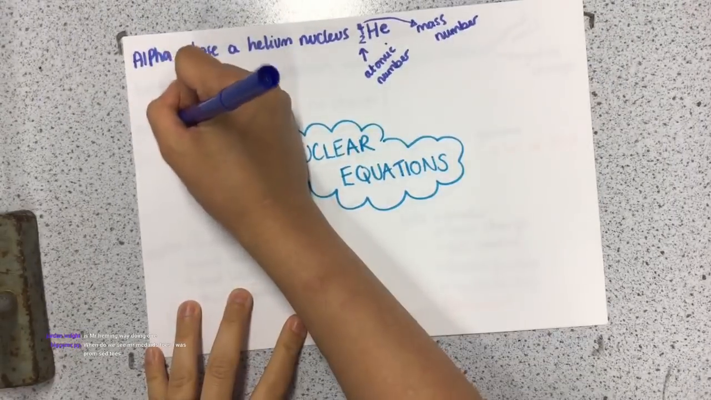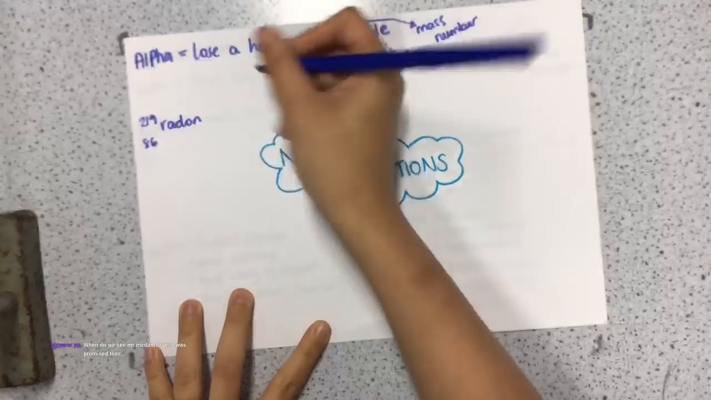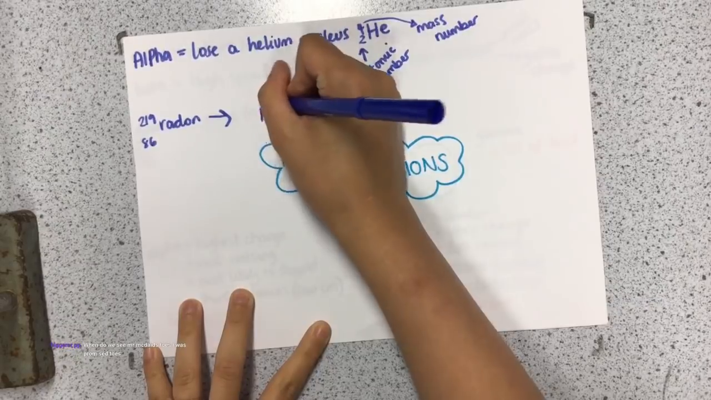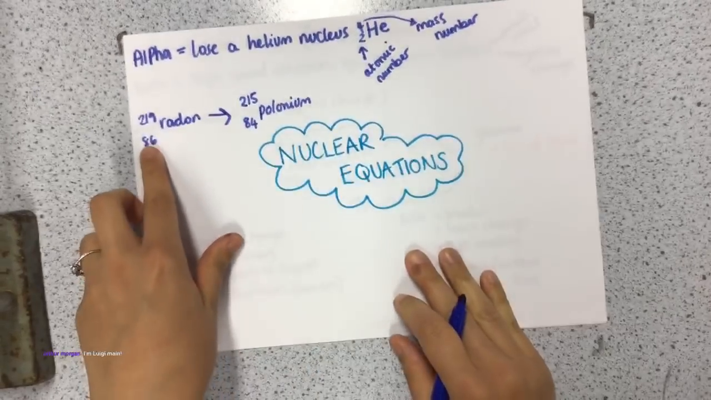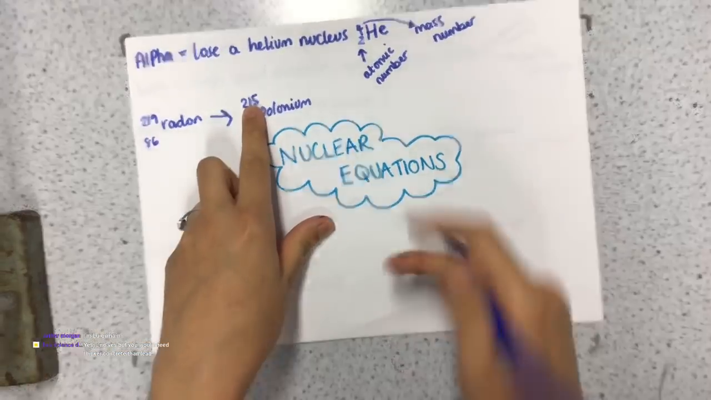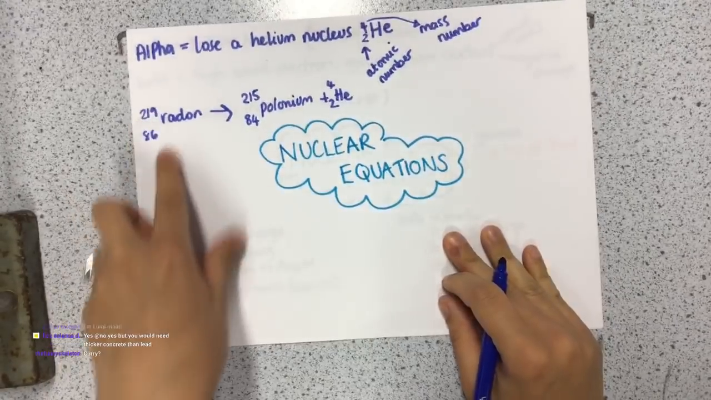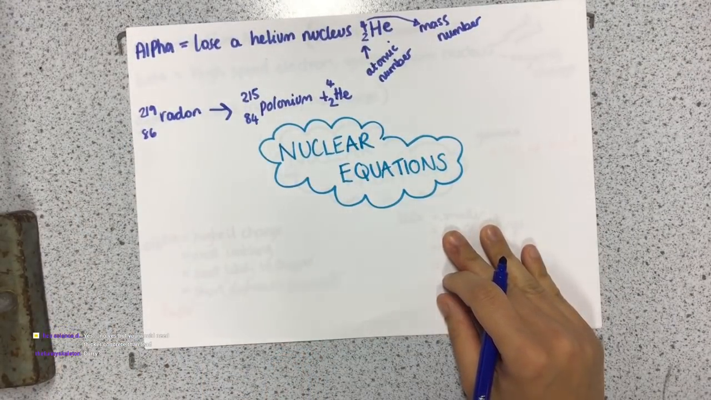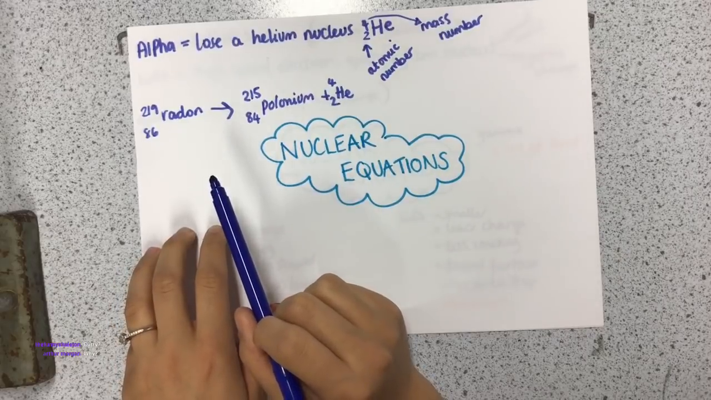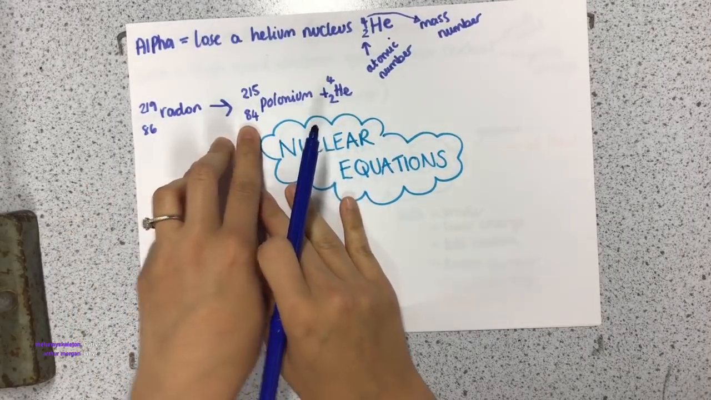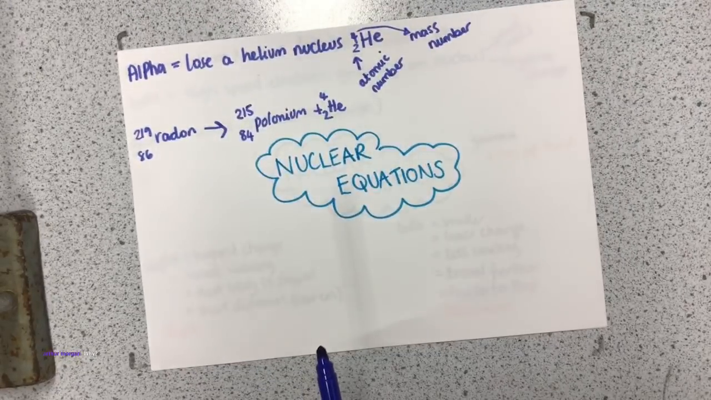So you've got radon, 219 and 86, which would then change to polonium at 215 and 84. So with alpha, the bottom number goes down by 2, the top number goes down by 4, so plus your helium nucleus. So alpha, both numbers are changing, okay? When we look at beta in a second, it's only the bottom number that changes. So if both numbers are changing, then you're looking at alpha, and you can see the bottom number goes down by 2, the top number goes down by 4, and that's because you are losing a helium nucleus, okay?